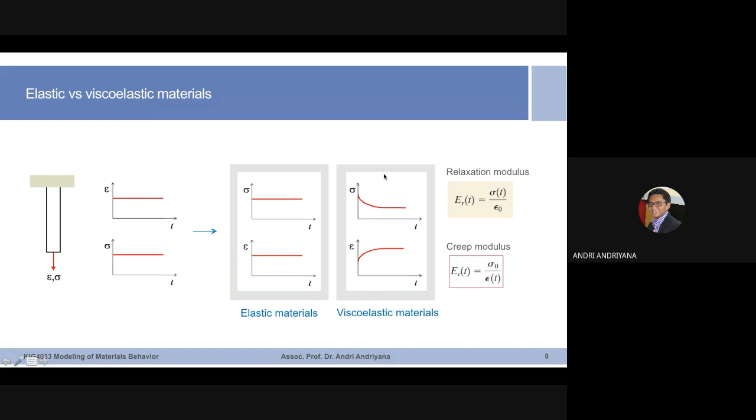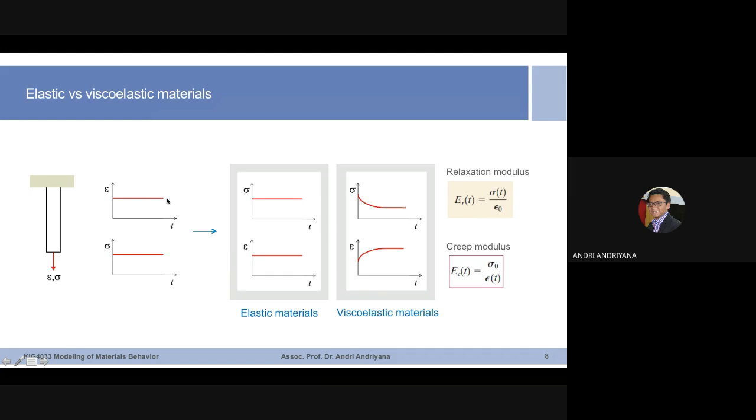So the first case here is called the relaxation test. The second case here is called the creep test. This is how we do it. Again, I repeat, if we want to do a relaxation test, then we pull it here and apply constant strain.